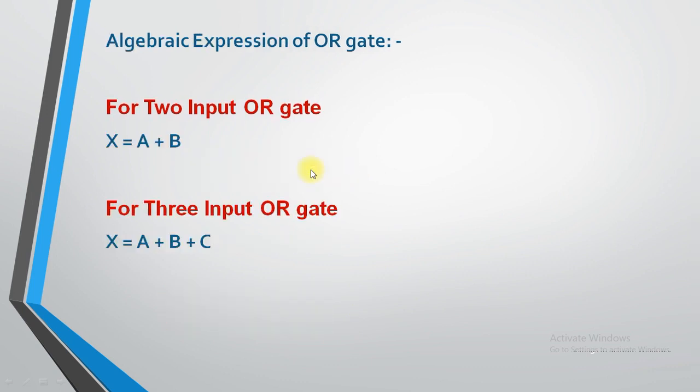Now, the algebraic expression of the OR gate. The OR gate can be represented with 2 input variables or 3 input variables, and the plus sign is used for a 2 input OR gate or a 3 input OR gate. So for 2 inputs, x equals a plus b. For 3 inputs, x equals a plus b plus c. So this is the algebraic expression for the OR gate.